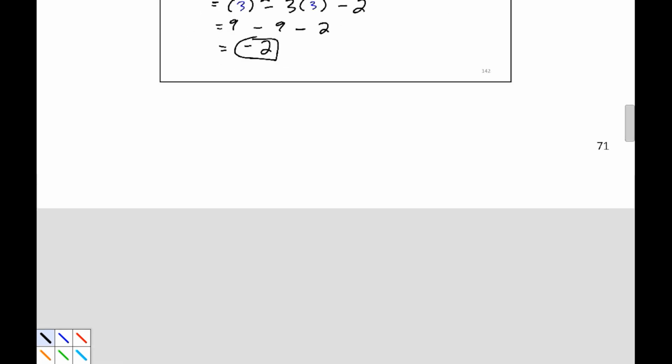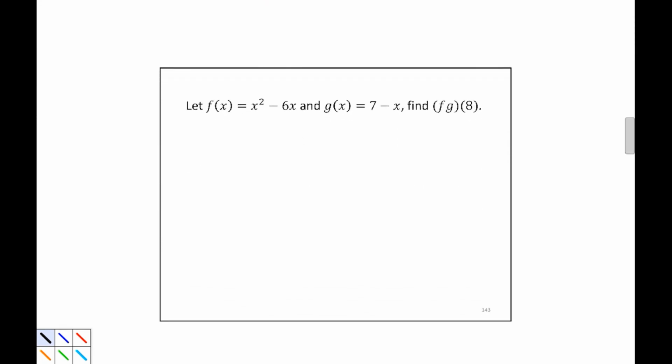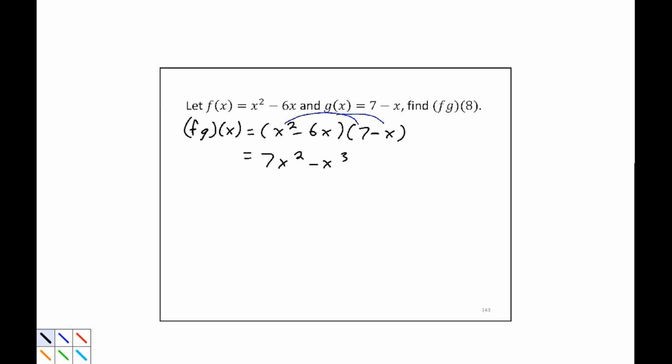Our next example, we have let f of x be x squared minus 6x, and g of x is 7 minus x. Find f times g of 8. So let's first just find what f times g of x is. That would be x squared minus 6x times 7 minus x. And if we do some distributing, we have 7x squared minus x cubed minus 42x plus 6x squared.